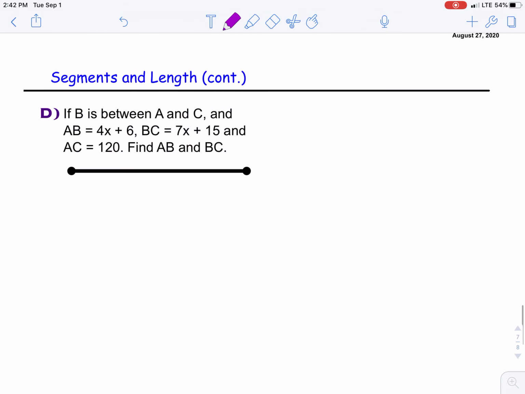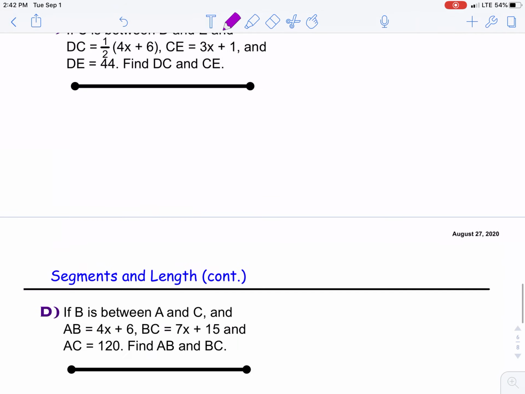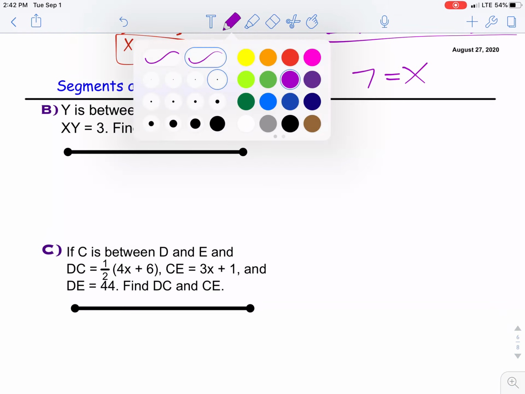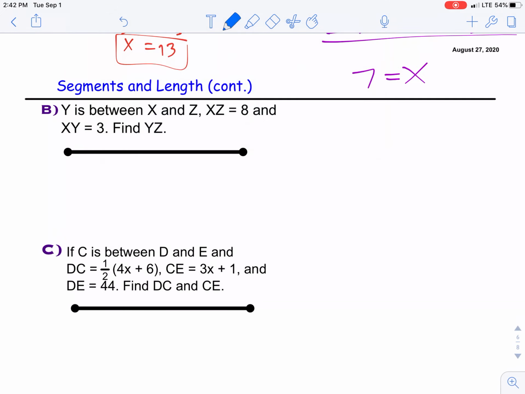Okay, so there's 3 problems left. Why don't you go ahead and try to do B and C. Pause the video. B, you're going to fly through. C and D will probably take you a little bit of time to get it set up. So why don't you guys pause the video, try these out, and then I will explain them here.